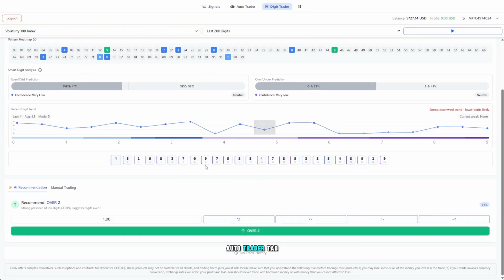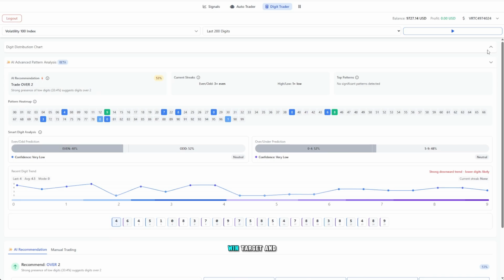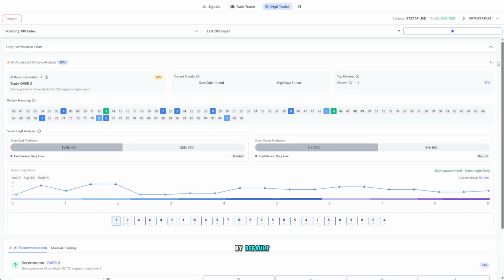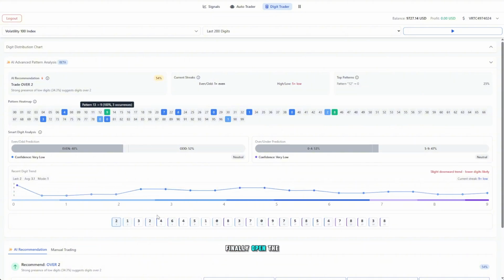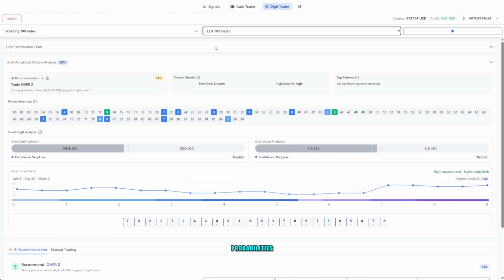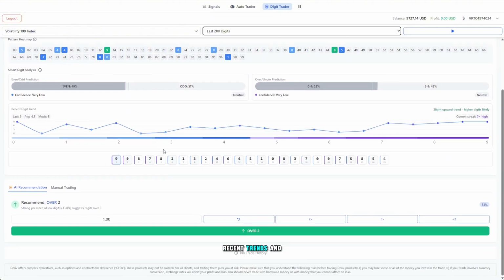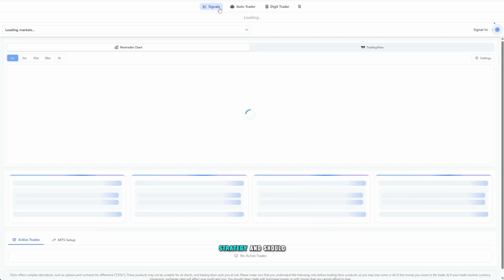Next, open the Auto Trader tab. Here you can see automated trading options like stake amount, win target, and loss limit. Auto trading is optional and disabled by default. For beginners, manual trading is recommended. Finally, open the Digit Trader section. This tool analyzes digit patterns and probabilities. You can see digit distribution, pattern heat maps, recent trends, and AI recommendations. Digit trading requires a different strategy and should be practiced first.